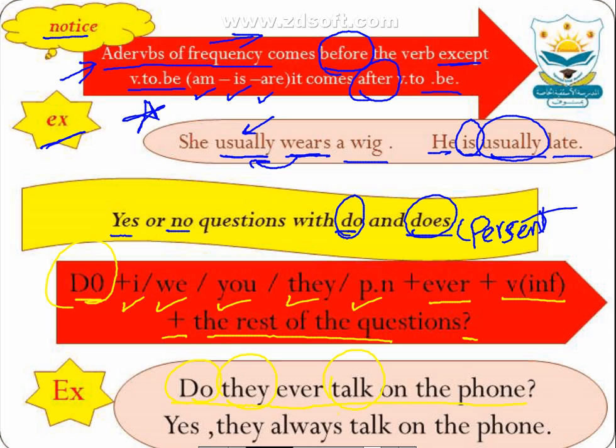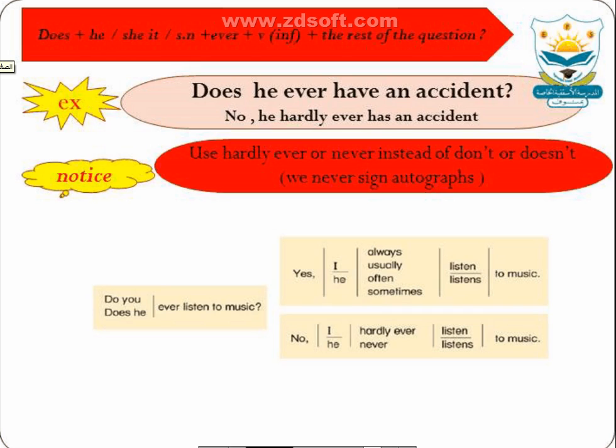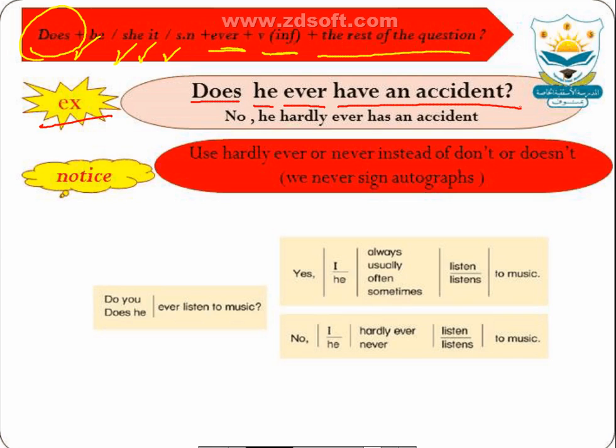And we start the answer with yes. Yes, they always talk on the phone. Okay? And pay attention to this rule. We use does if the subject is he, she, it, singular noun, plus ever, plus infinitive, plus the rest of the question. For example, does he ever have an accident?